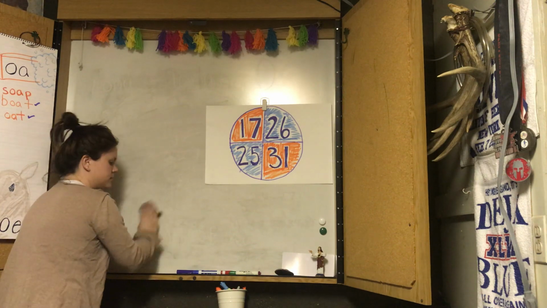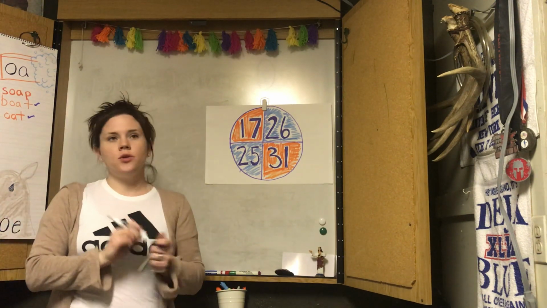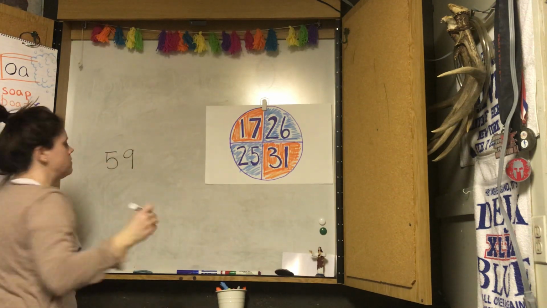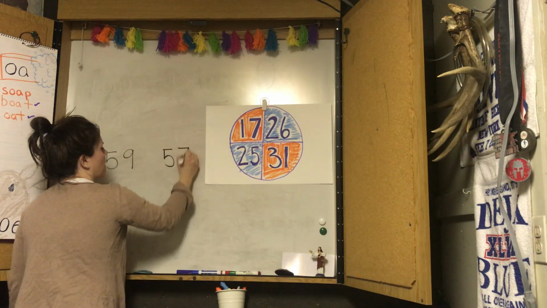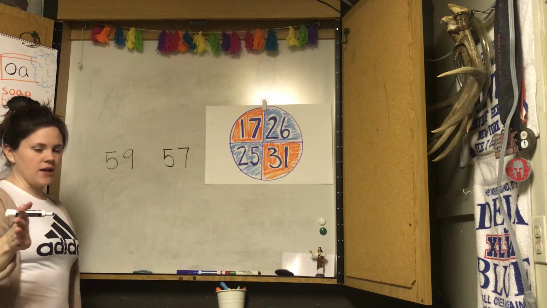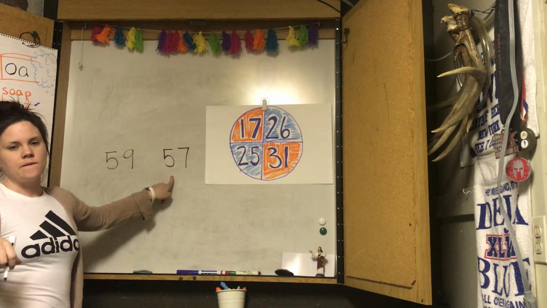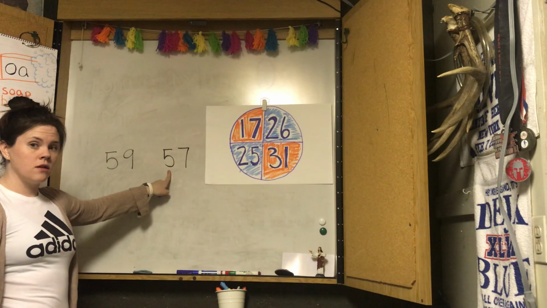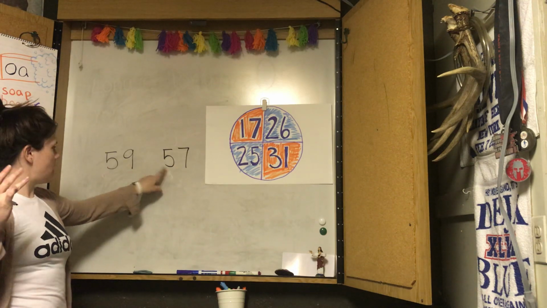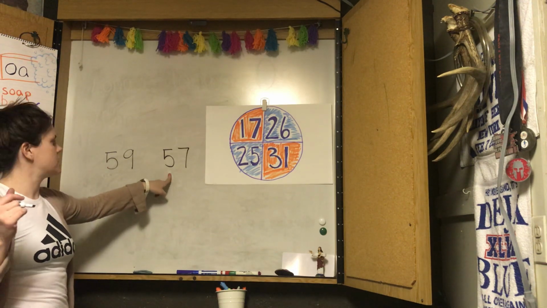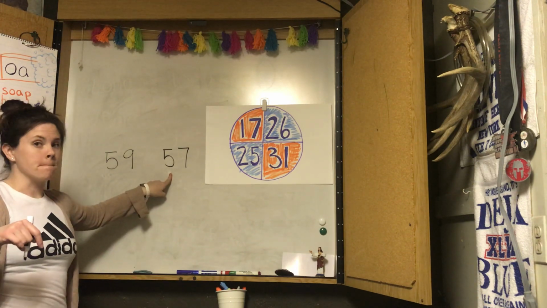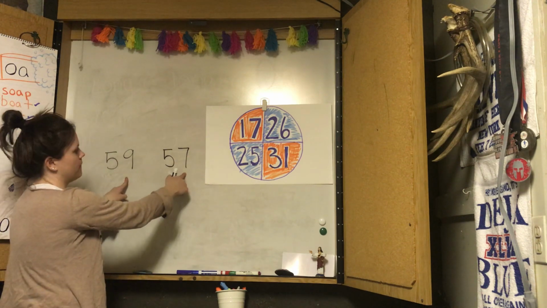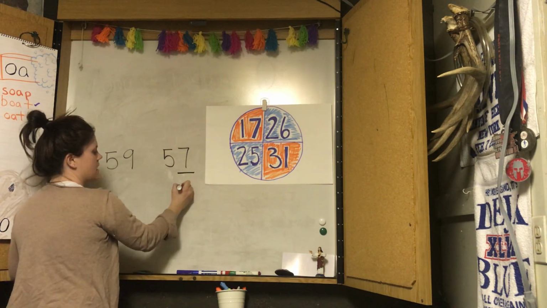All right, let's try another one. These 2 numbers are going to be 59 and 57. Now last time we looked at our tens place first. 59 and 57. What do you notice? They both have a 5 in the tens place, so their value is the same. To figure anything out about these 2 numbers, I have to look at the ones place. And the value of this one is 7.